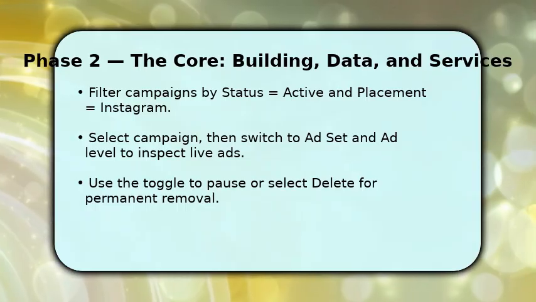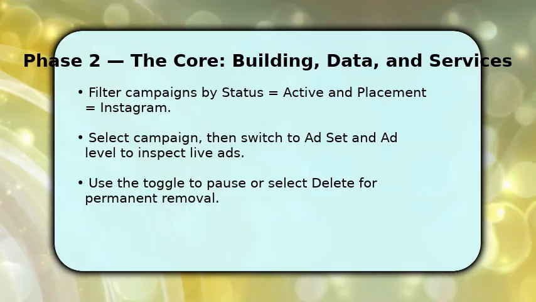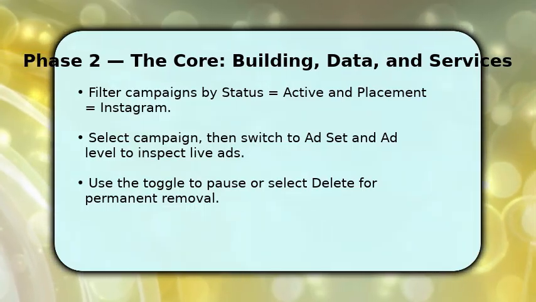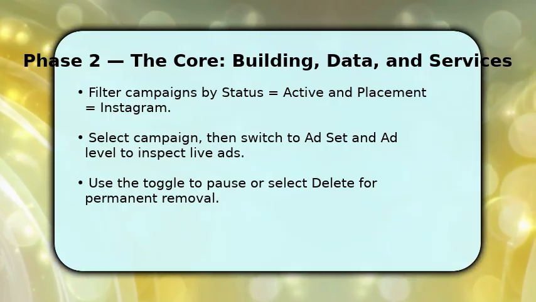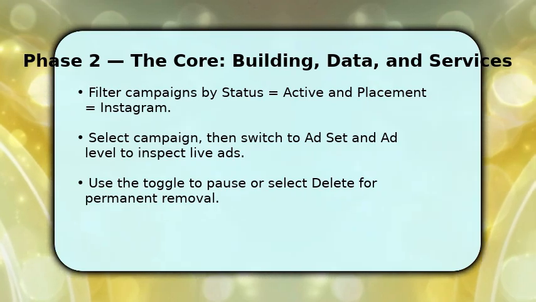To stop delivery fast, use the toggle to pause at either campaign, ad set, or ad level. Pause is immediate and reversible. If you must remove it entirely, choose delete. But remember, deletion is permanent and might affect reporting.